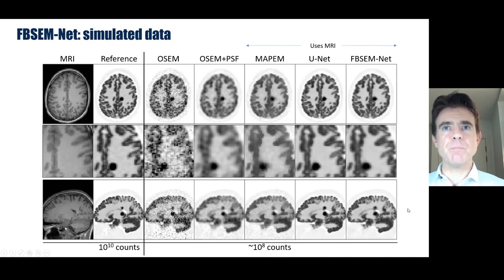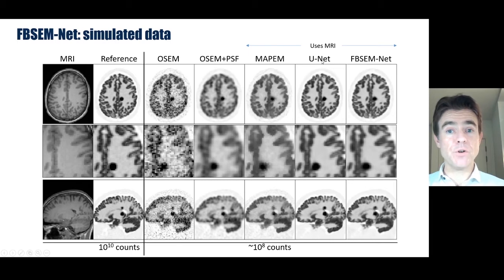So if you test that method on simulated data, you get quite impressive results. So here we've got 10 to the 10 counts in the high quality reference. For OFCM, only about 10 to the 8 counts used here. Here it is OFCM reconstructed with PSF modeling. But then there's a conventional MapEM reconstruction using MR guidance, which is doing well. But I'm sure you'll agree that the last two columns here, which use deep learning methods, do the best.